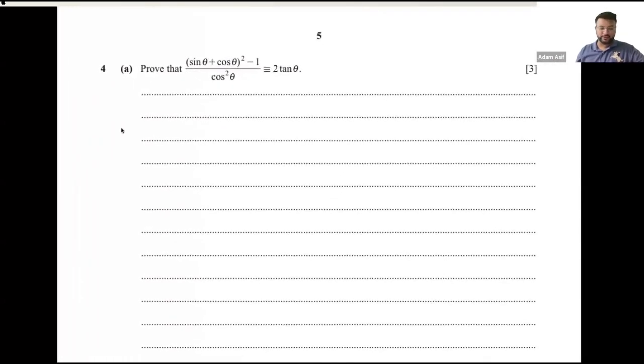The next question is on proving the identity. Prove that (sine theta plus cos theta) the whole thing square minus 1, divided by cos square theta, is equal to 2 times tangent theta. While solving an identity, we pick up a side. We pick up the complex side, the one that needs the most simplification, okay?